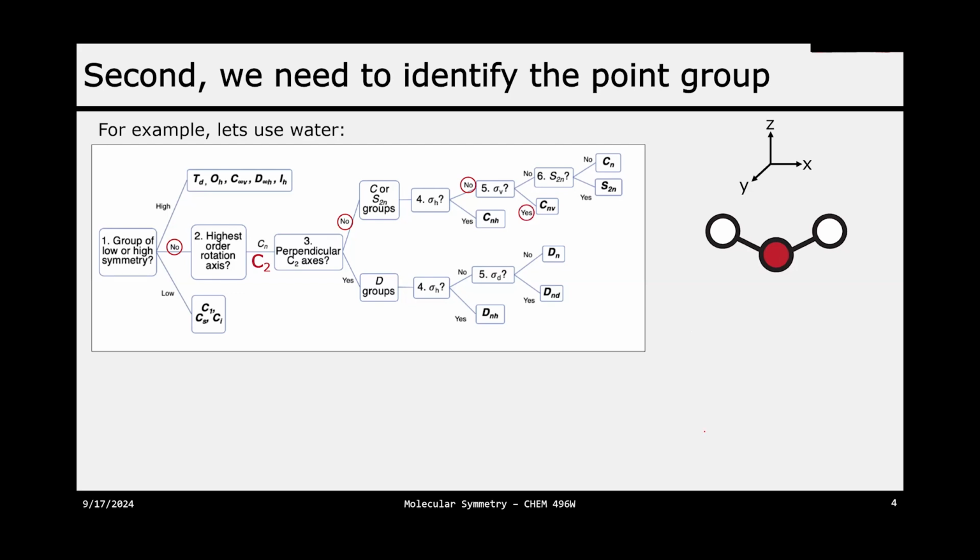But yeah, we have our vertical reflection planes on our ZX and our YZ. Okay. So what would the point group of this be then? C2V. Awesome.